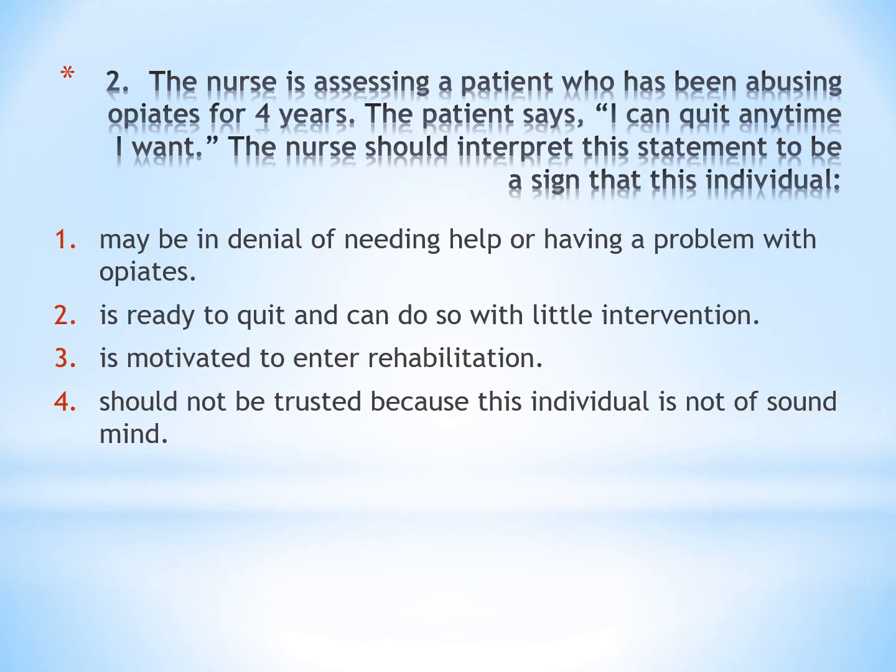The nurse is assessing a patient who's been abusing opiates for 4 years. The patient says, I can quit anytime I want. The nurse should interpret this statement to be a sign that this individual: 1, may be in denial of needing help or having a problem with opiates? 2, is ready to quit and can do so with little intervention. 3, is motivated to enter rehab. Or 4, should not be trusted because this individual is not of sound mind. Your answer is 1. They're in denial.